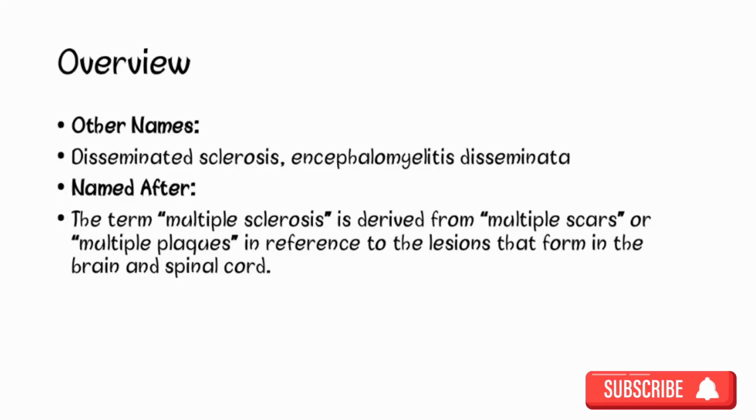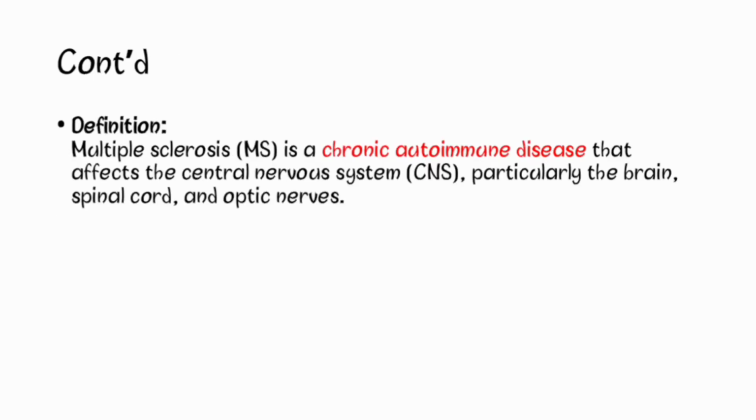Multiple sclerosis is a chronic autoimmune disease characterized by inflammation and damage to the myelin sheath of the nerve fibers in the central nervous system. It is also referred to as disseminated sclerosis or encephalomyelitis disseminata. The term multiple sclerosis is derived from multiple scars or multiple plaques, in reference to the lesions that form in the brain and spinal cord. Multiple sclerosis affects the central nervous system, particularly the brain, spinal cord, and optic nerves.